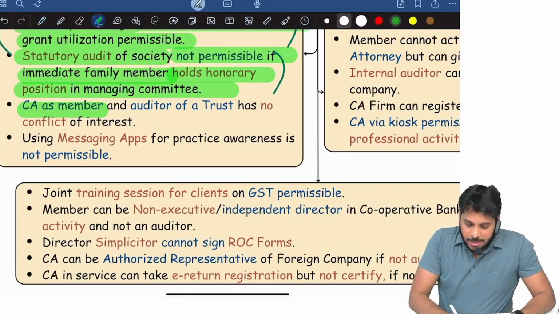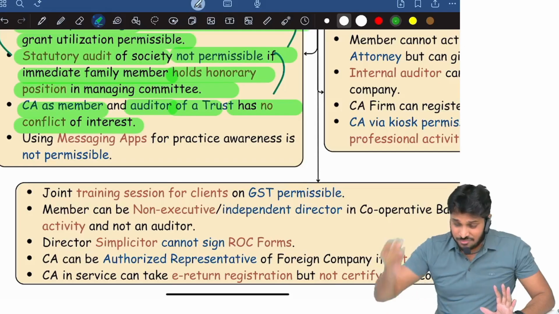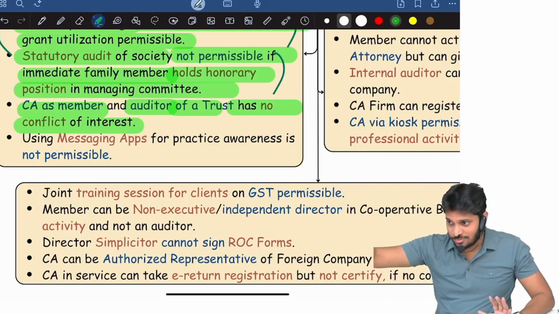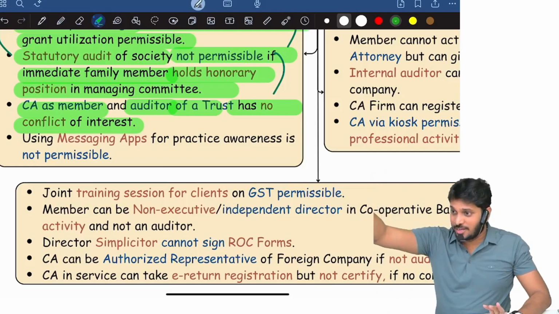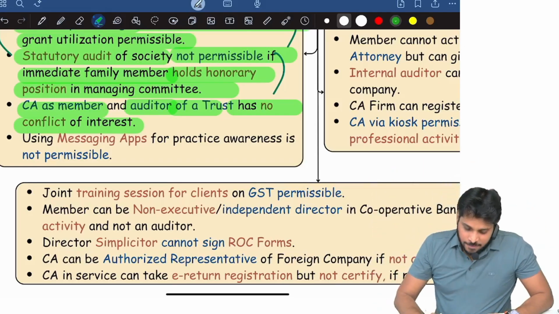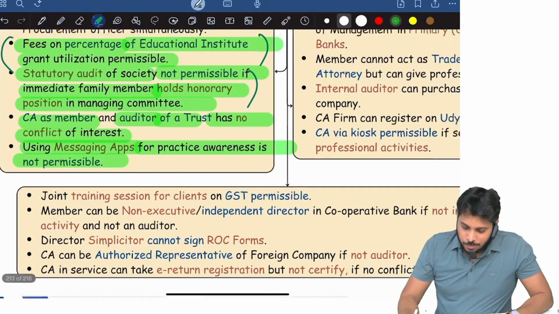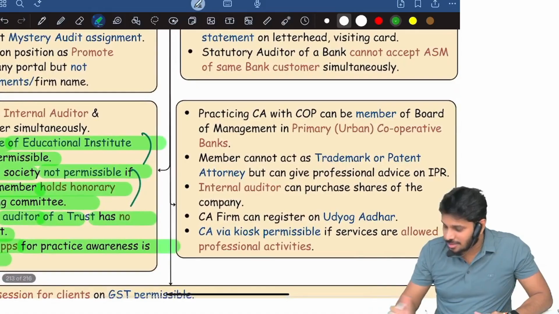A CA can be a member as well as auditor of a trust, provided there is no conflict of interest. These are all different judgments; these are not rules, I told you. In that particular case, we don't know the full facts. Using messaging apps for practice awareness is not possible. Bulk SMS and all are not permitted.